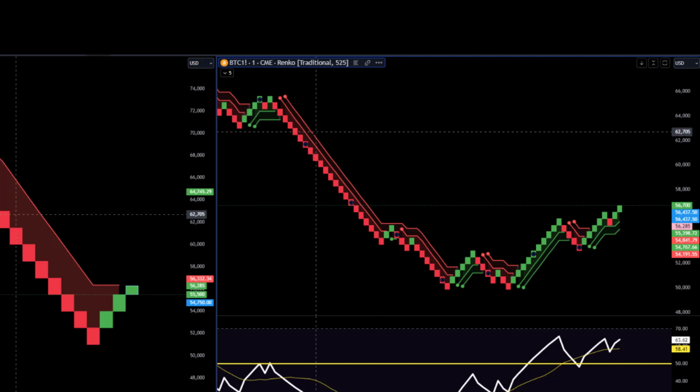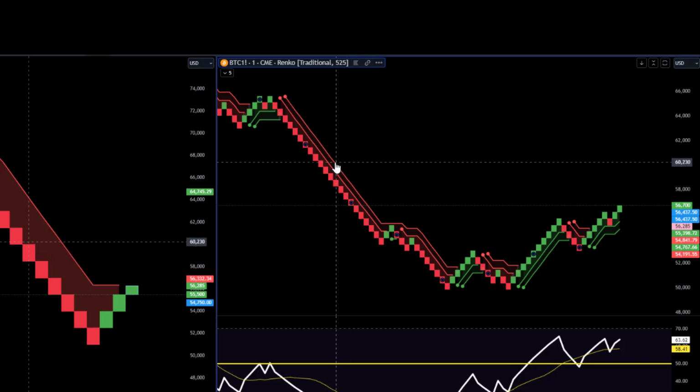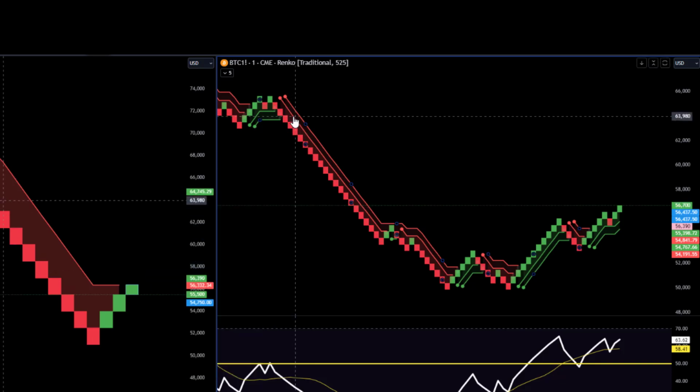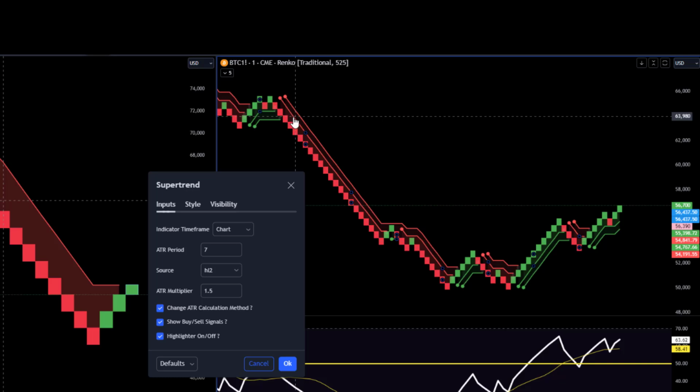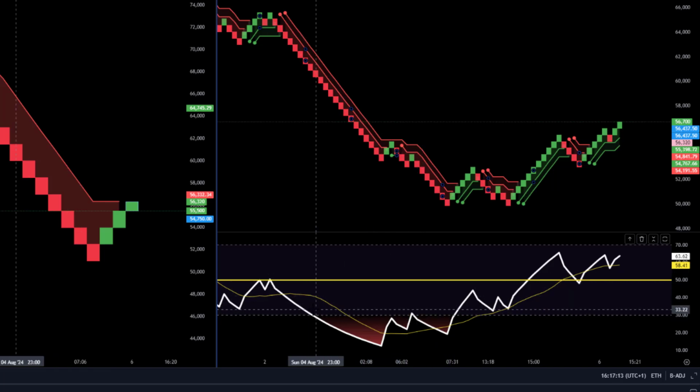Now, what else have we got on the chart here? Let's start on the price action. Now we've set the block sizes. We've got two Supertrends. We've got one set to 14, 2.5, and the other one, the primary one, that's the close one there, 7, 1.5. And down the bottom we've got the RSI indicator.